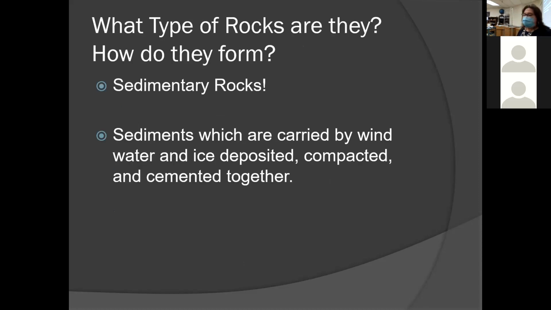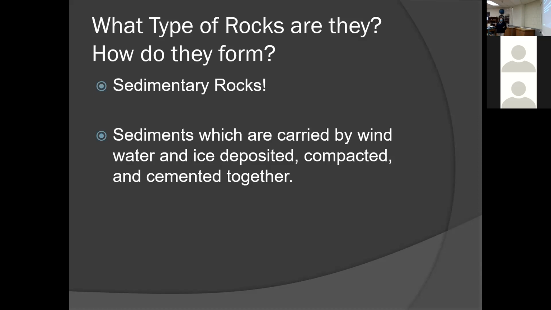So what type of rock are they? Sedimentary. And how do sedimentary rocks form? Well, obviously they form from sediments. So what are sediments? We talked last time about igneous rock. Igneous rock breaks down, and those tiny little bits and pieces are sediments.